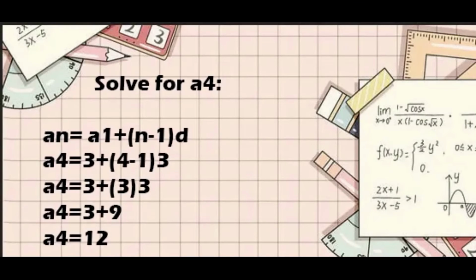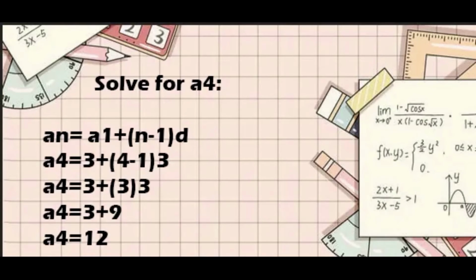Now that we know n, or the number of terms, we can solve for a sub 4. The formula is a sub n is equal to a sub 1 plus (n minus 1) d. After knowing that formula, we need to substitute the given. So it becomes a sub 4 is equal to 3 plus (4 minus 1) 3. After that, we need to simplify the equation inside the parentheses.